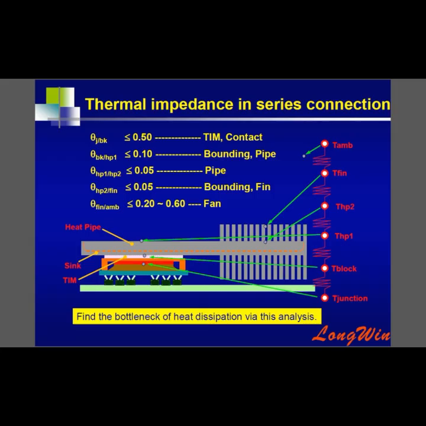When the thermal resistance of the interface material is big, even though others' thermal resistance are low, that will not help the system much. So during this analysis, we'll need to know the bottleneck of the whole system, and we have the goal to decrease the overall thermal resistance.